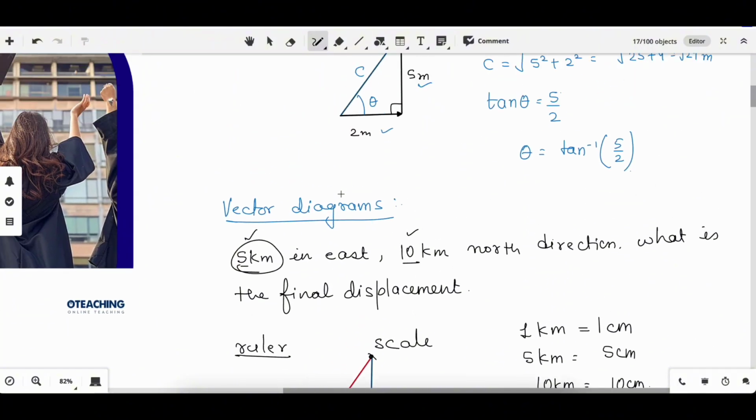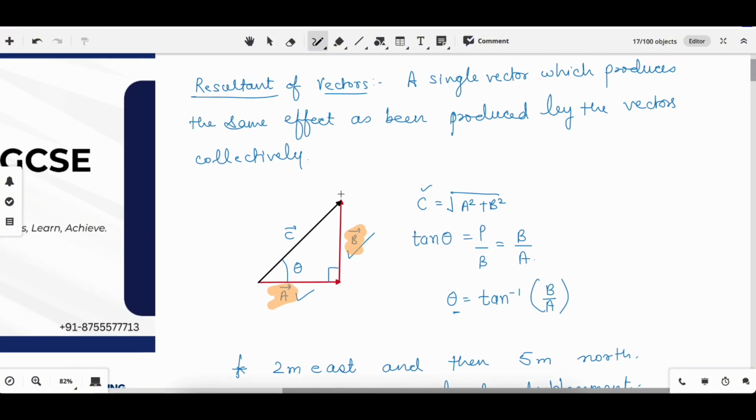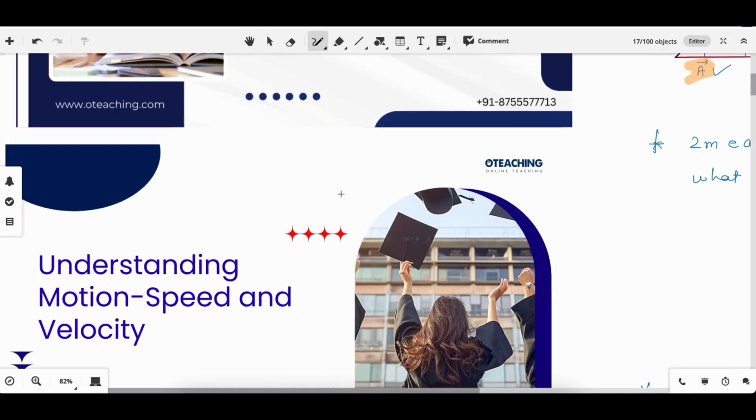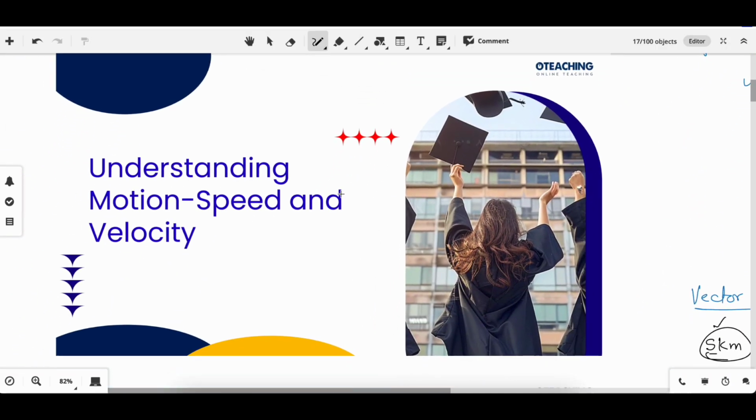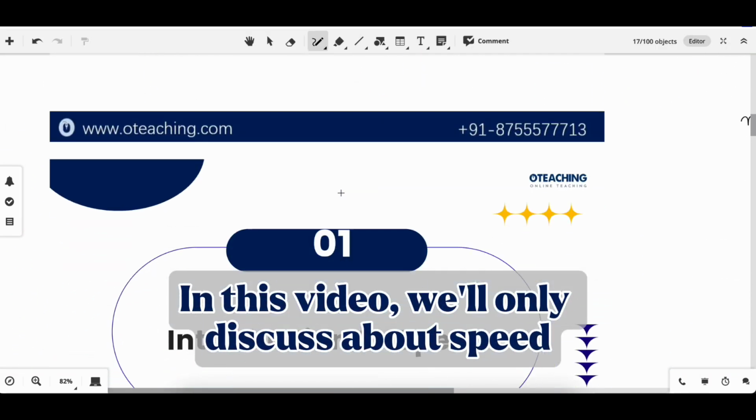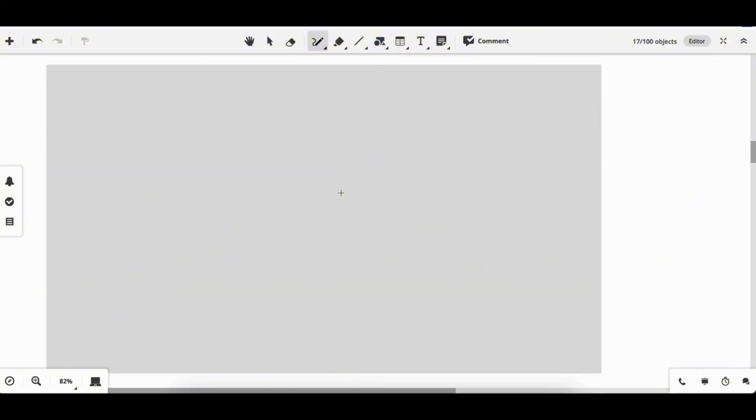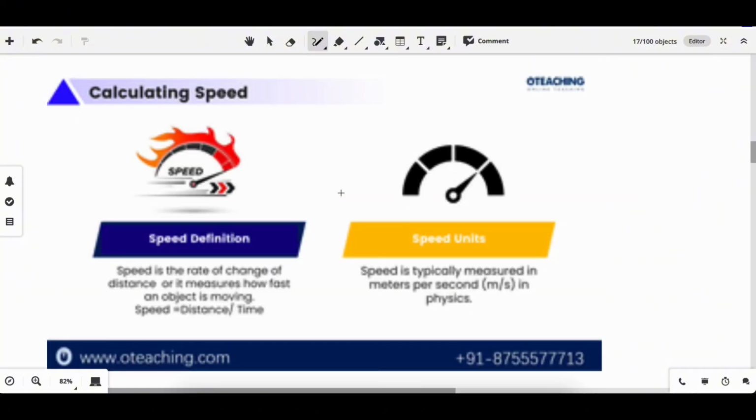Okay, now after understanding the vectors here, we'll very quickly move to understand the concept of speed and velocity. Now when I talk about speed and velocity, speed is what? What is your understanding of speed? Please do comment below.